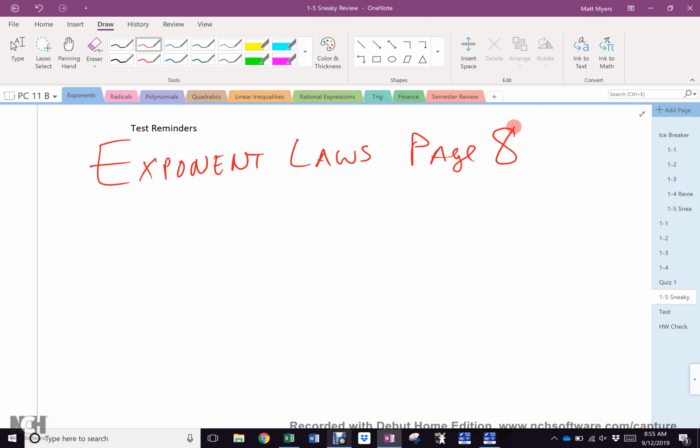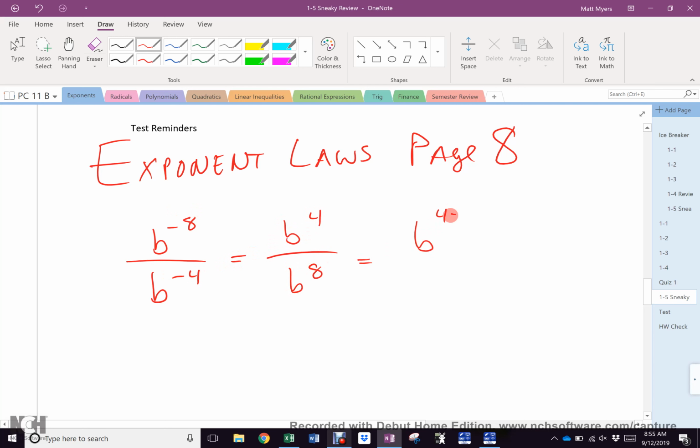The problem for most of you is negative exponents. You need to figure out what works for you. B to the negative 8 over B to the negative 4. You can move them both right away. B to the 4 over B to the 8, which then gets me B to the 4 minus 8, which then gets me B to the negative 4, which then gets me that.